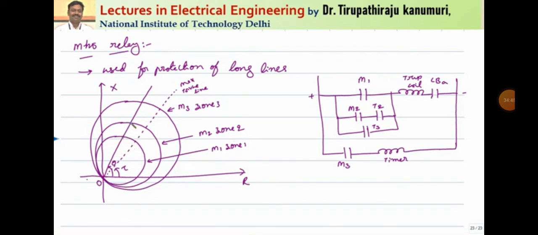Up to this much impedance, zone 2 will protect, and up to this much impedance zone 3 will protect, because it is by default having a directional element also, and it is very less affected by the power swings. That's why it is more suitable for long transmission lines.